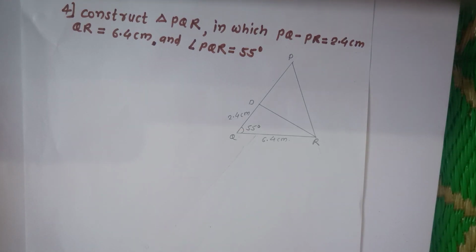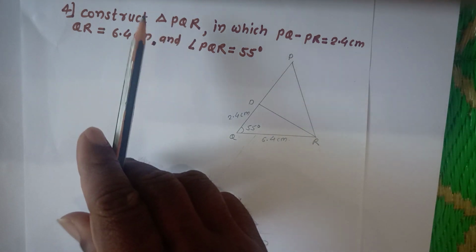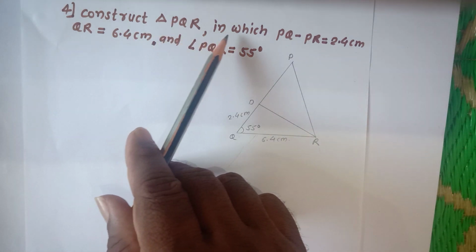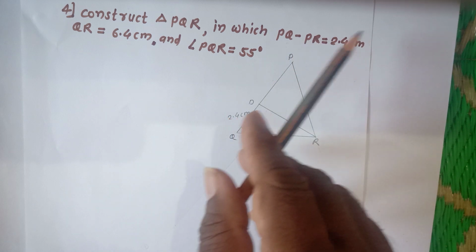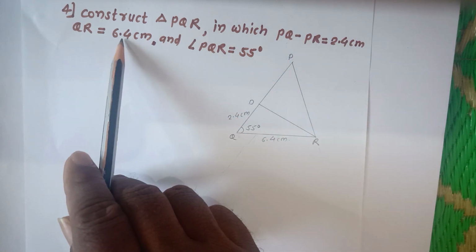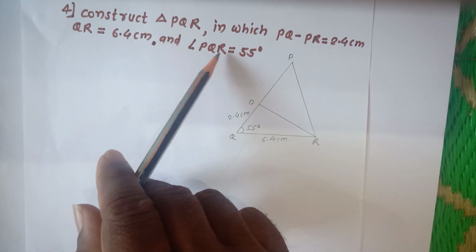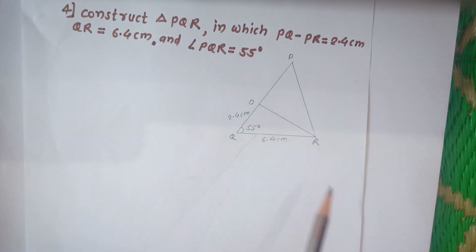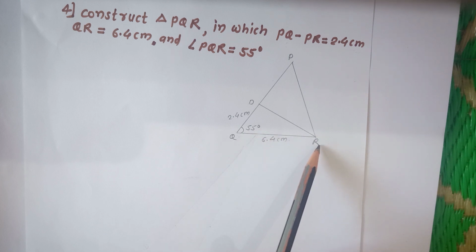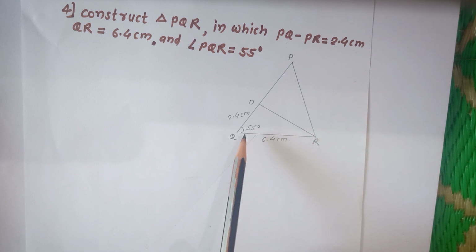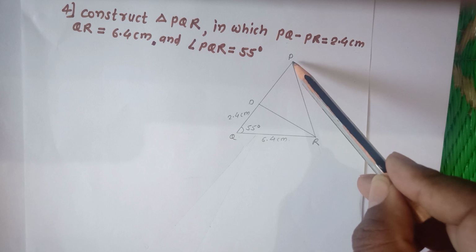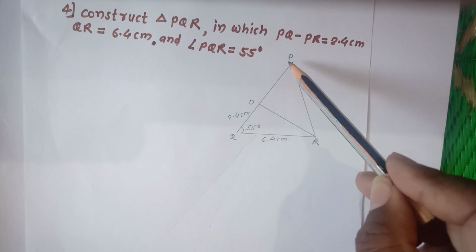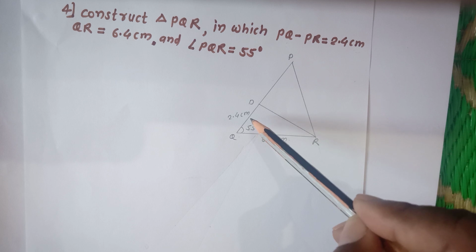Now the last example. Example number 4. Construct triangle PQR in which PQ minus PR is equal to 2.4 centimeters, QR is equal to 6.4 centimeters and angle PQR is 55 degrees. So here QR, 6.4 centimeters, is the base and the angle adjacent to the base, that is angle Q, is given as 55 degrees, and the difference between the remaining two sides, that is PQ minus PR, is given as 2.4 centimeters.